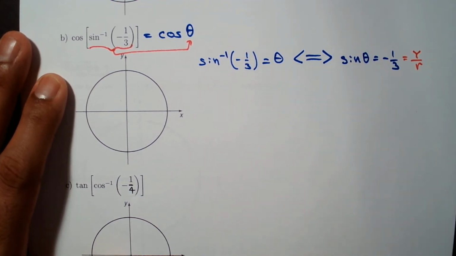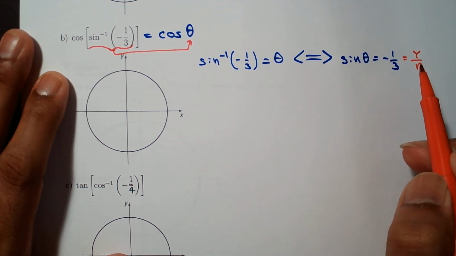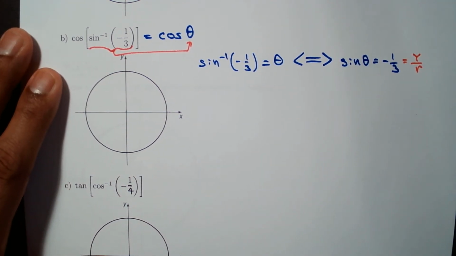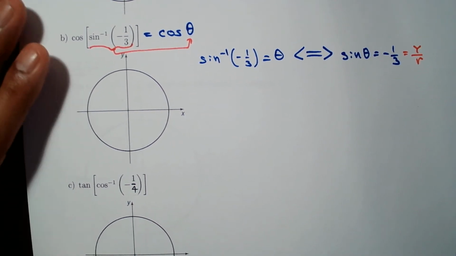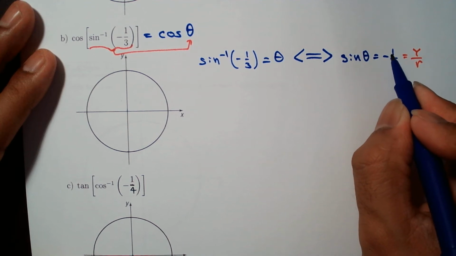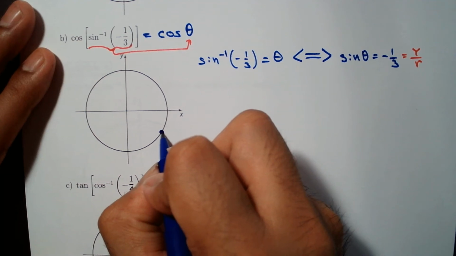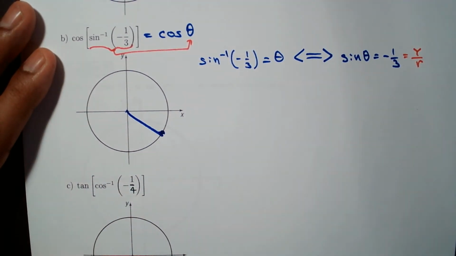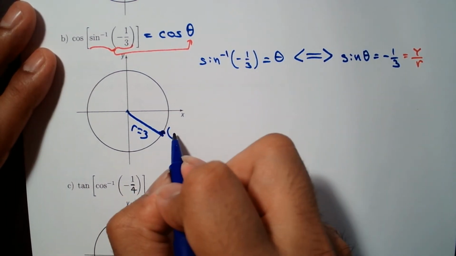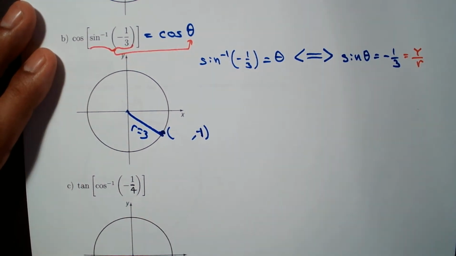Which one could be the negative? Keep in mind the radius of the circle is always positive. It can never be negative. So y has to be the negative value. So in this case, what we're going to look for is a point that has a y value of -1, an x value to be determined, and a radius r of 3. All right, so there's an x here to be determined and a -1 for the y value.